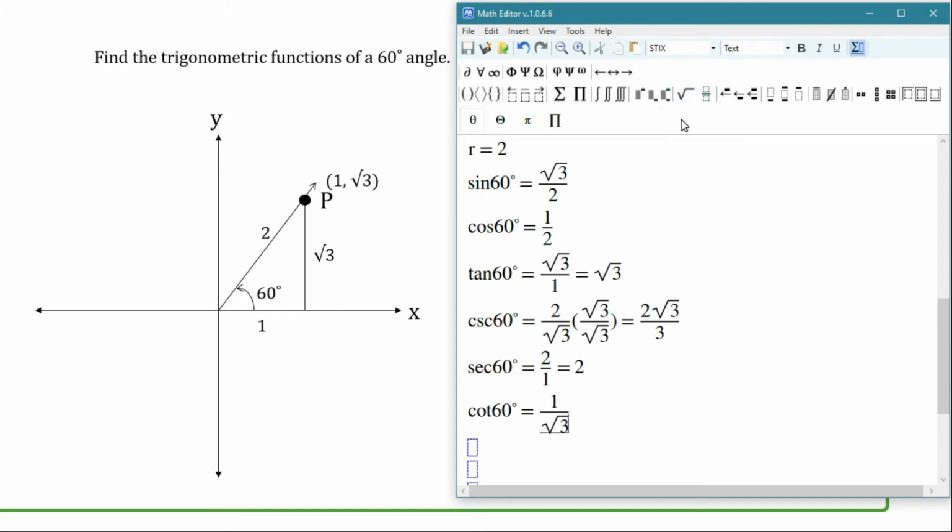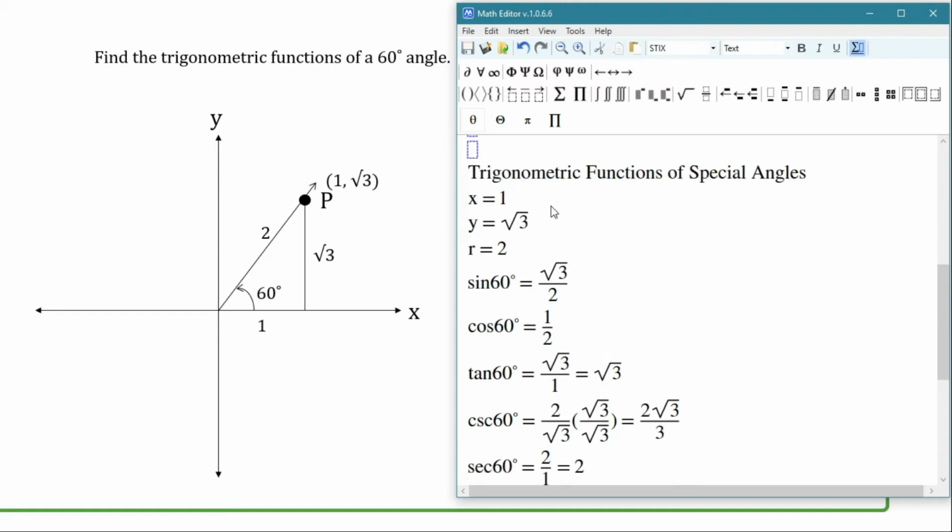Again, we have to rationalize it since we have a radical sign on the denominator. So we are to multiply it with its conjugate. So that would be 1 over square root of 3 multiplied by square root of 3 over square root of 3. Okay, and that will yield square root of 3 over 3, since square root of 3 times square root of 3 yields 3.